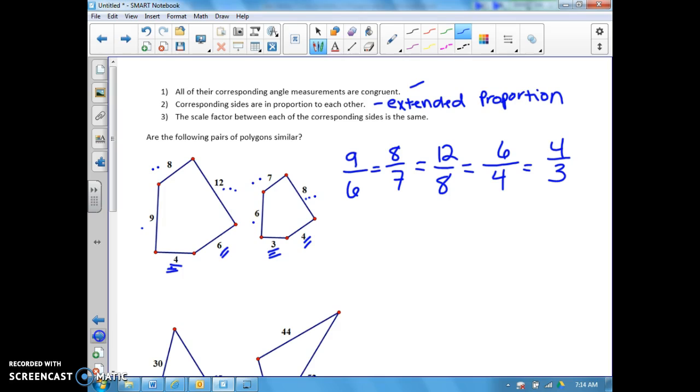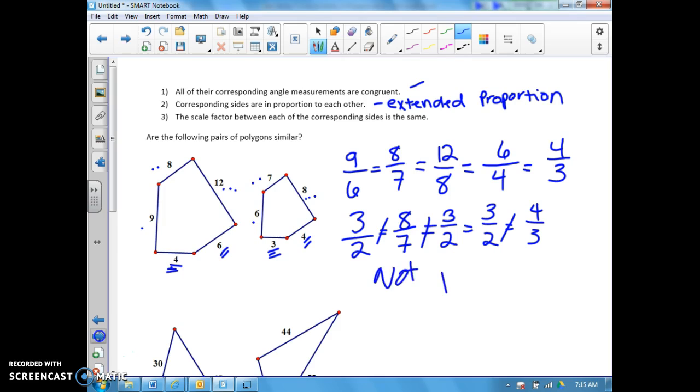And now I'm going to simplify all of these fractions. So this becomes 3 over 2. 8 over 7 does not simplify. This becomes 3 over 2. 3 over 2. 4 over 3. Looking at this, it's not always the same. Therefore, the shapes are not proportionate, or not similar.